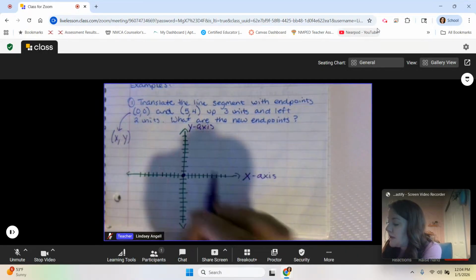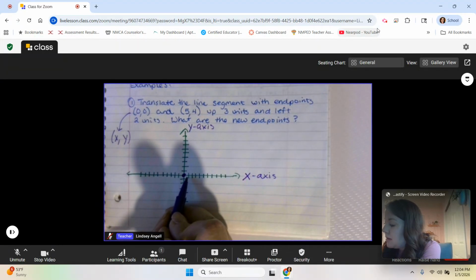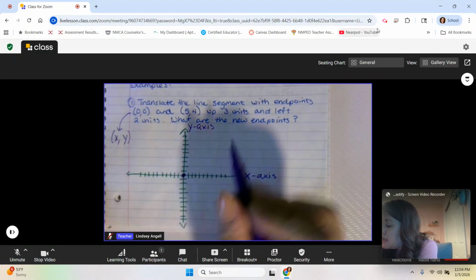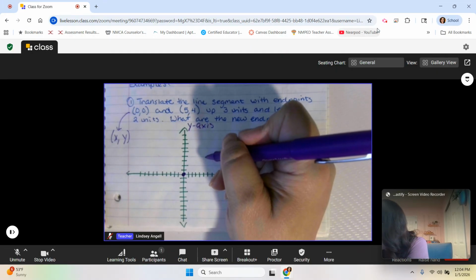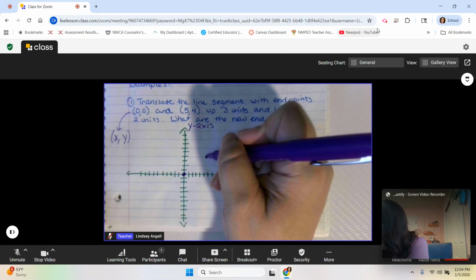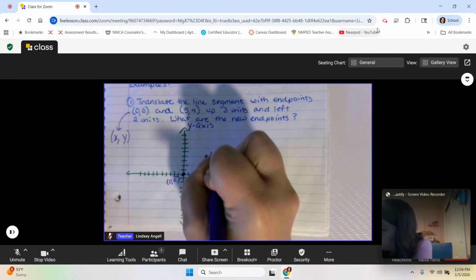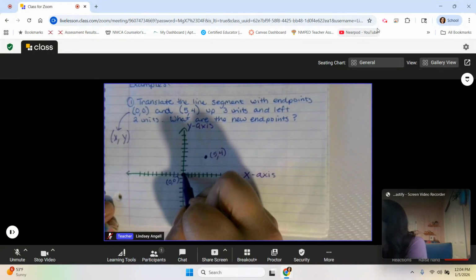So the first value is your x value. That's how far right or left you go. To the right, those are positive numbers. So 5 is going to go 1, 2, 3, 4, 5. And then our second value is 4. So I'm going to go up 4. So right about there. So we've got (0, 0), and we've got (5, 4). Okay? And it said it was a line segment, so I'm going to go ahead and connect them. So I've got this line.